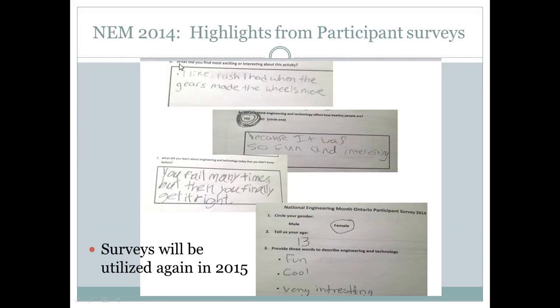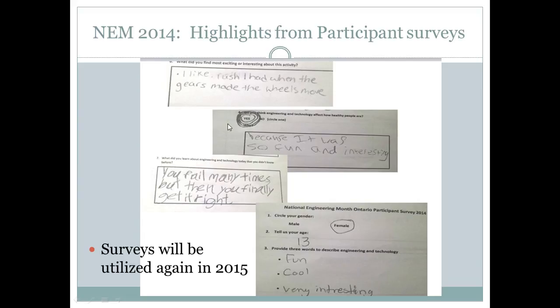The question: what did you find interesting or exciting? This young person wrote, I liked the rush I had when the gears made the wheels move. So they were building a little electric vehicle, and I thought, that rush is really what we're after. We want to spark that excitement and inspiration from something the kids just built themselves. They now understand: you have some components, you have an idea, you work on it, you perfect it, and then it works. Someone here said yes, they think engineering and technology affect how healthy people are, because it was so fun and interesting.